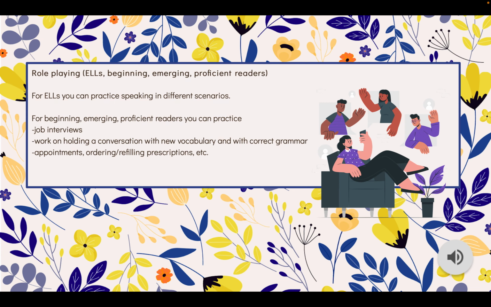Now let's get into role-playing. This activity is great for ELLs, beginning, emerging, and proficient readers. For ELLs, you can practice speaking in different scenarios. For example, you can work on ordering food over the phone, or you can practice making a doctor's appointment. Pairs can practice by answering questions or participate in a mock job interview. You can also work on citizenship testing with your learner. For beginning, emerging, and proficient readers, you can practice job interviews or work on holding a conversation with new vocabulary and with correct grammar.